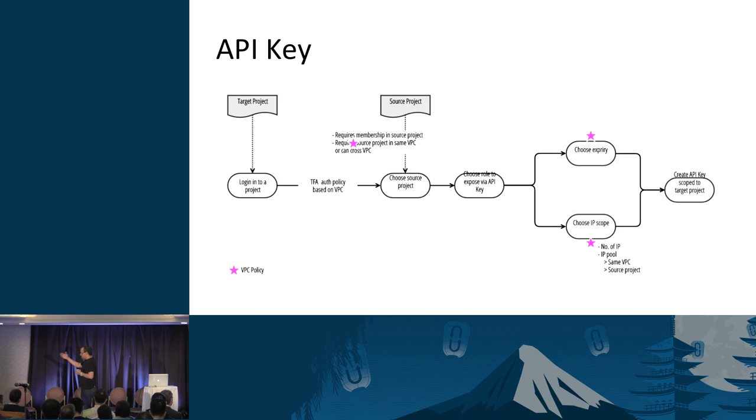And then I can set an expiry. And if the expiry is not set, a default kicks in. That's something that we, as administrators, set. And I could also choose a scope: from where am I going to use this? Because again, this is to ensure that this can't be widely used.